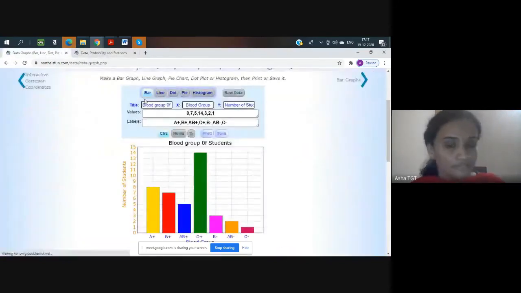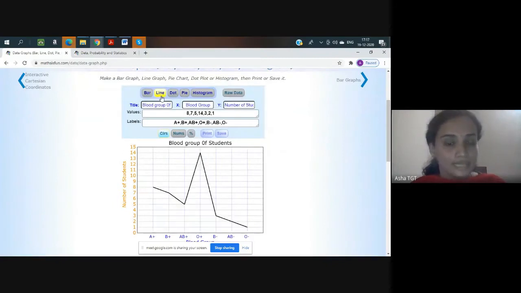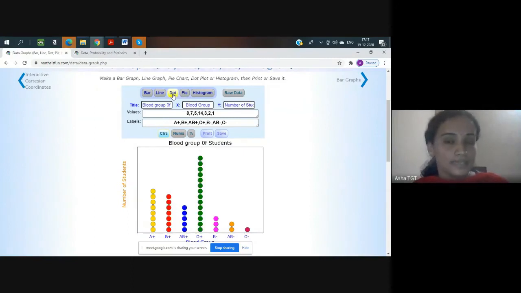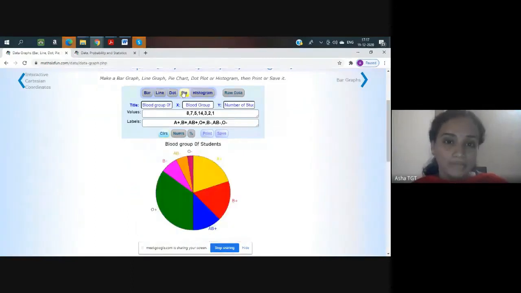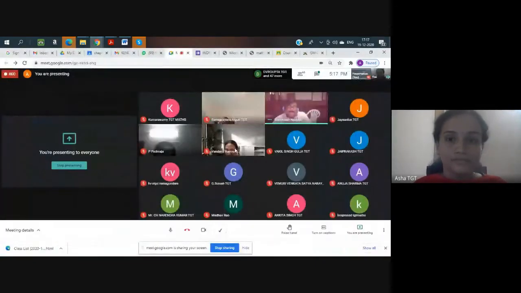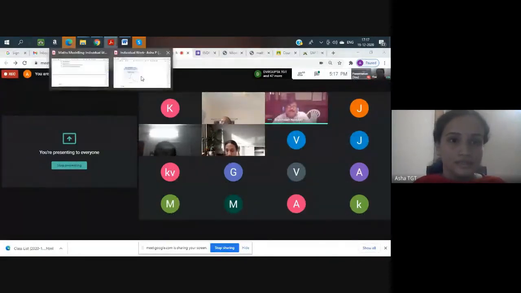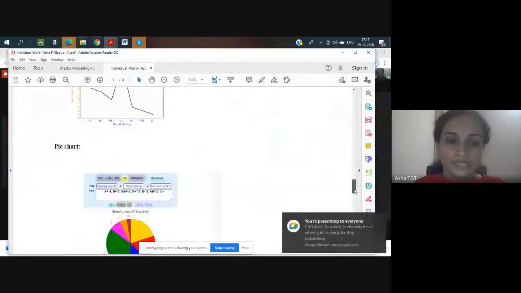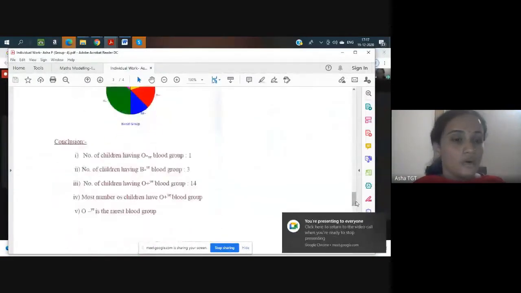So this is the bar graph of that particular data. If it is a line graph, the same data can be like this. If it is a dotted line, we can represent it like this. And if it is a pie graph, the same data can be represented like this also. So the children can easily relate how these graphs are interconnected. And using this, they can draw conclusions for all these 5 questions.